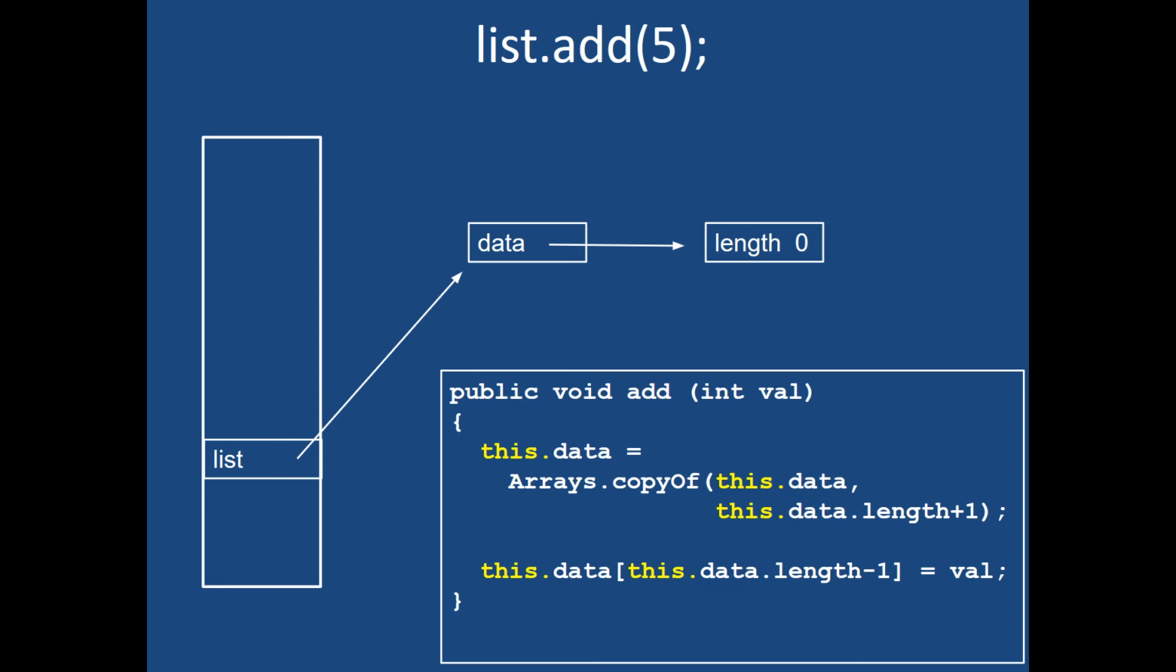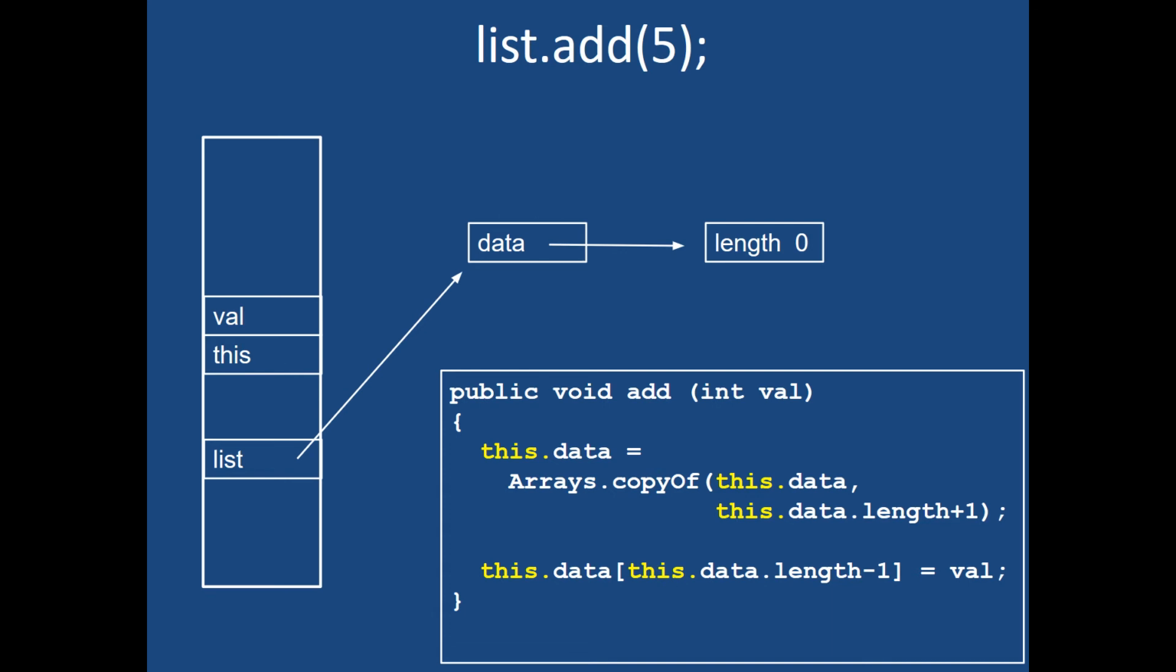So what's the first thing? What is the stack frame for add going to look like? What's the stack frame for add going to contain? How many variables will be in there? Parameters and locals. No local variables. How many parameters to add? One, plus the implicit parameter this. So to prepare for calling add, a stack frame is pushed to hold the values of val and this.